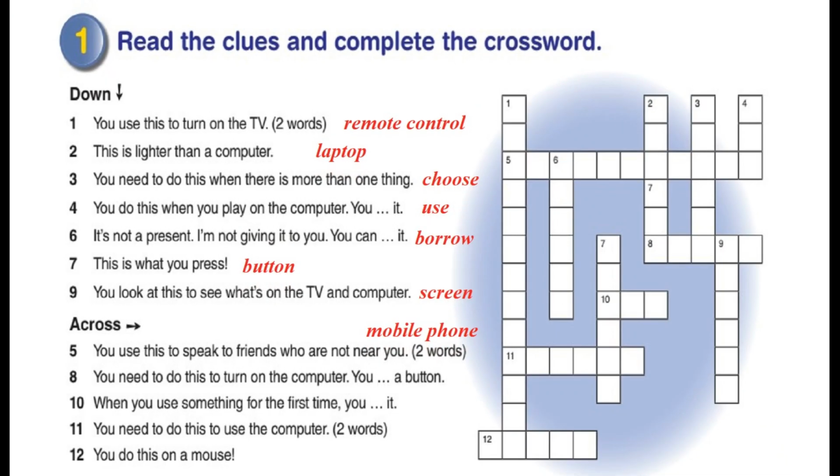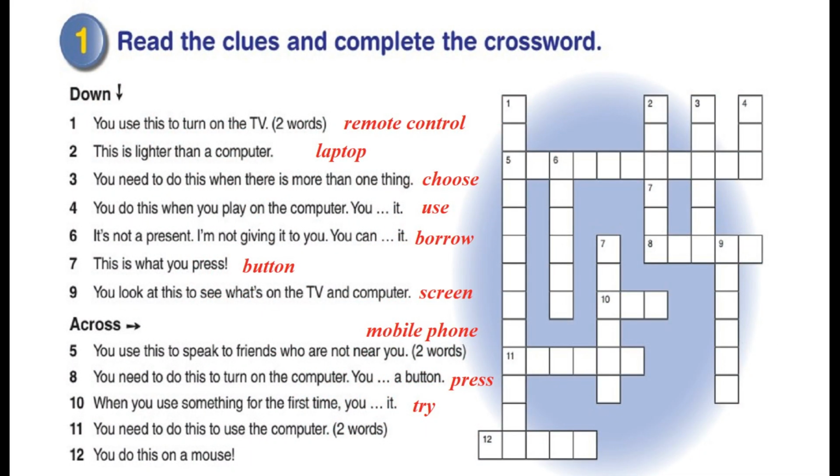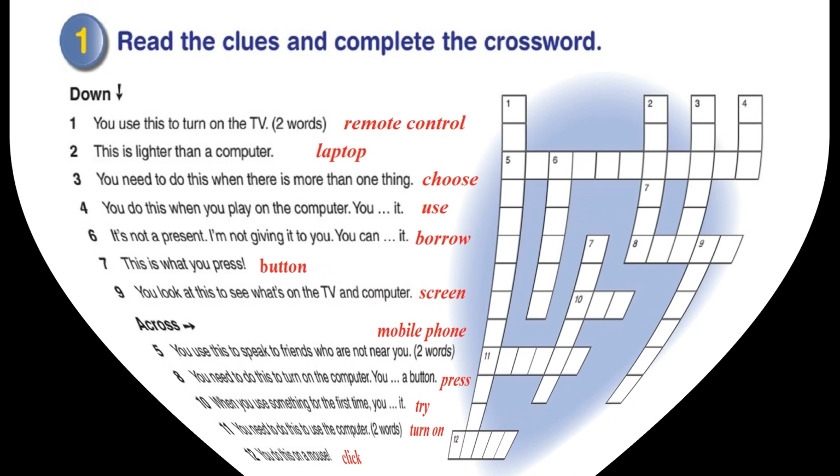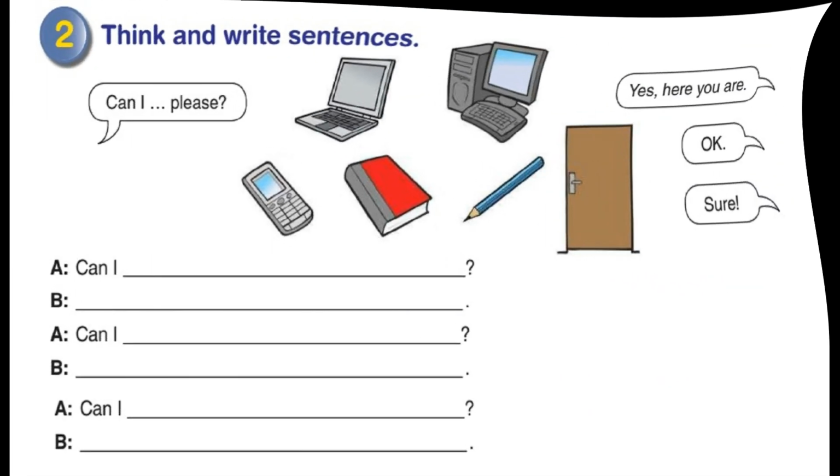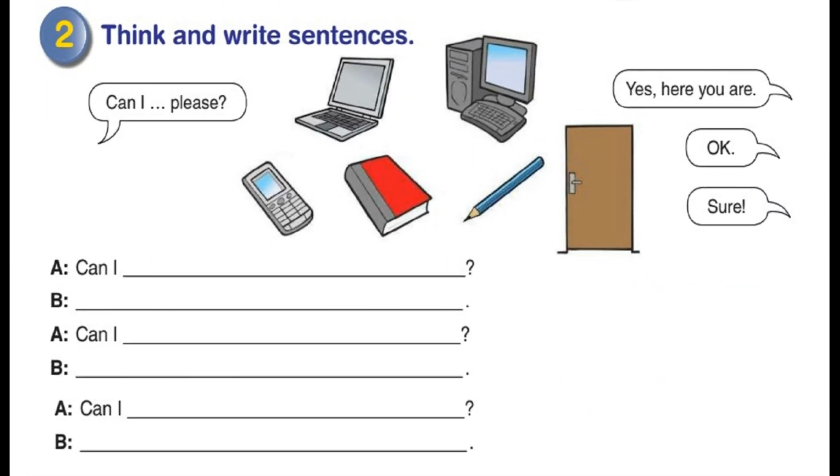Mobile phone. 8. You need to do this to turn on the computer. A button. Press. 10. When you use something for the first time, you. It. Try. 11. You need to do this to use the computer. Turn on. 12. You do this on a mouse. Click. 2. Think and write sentences.